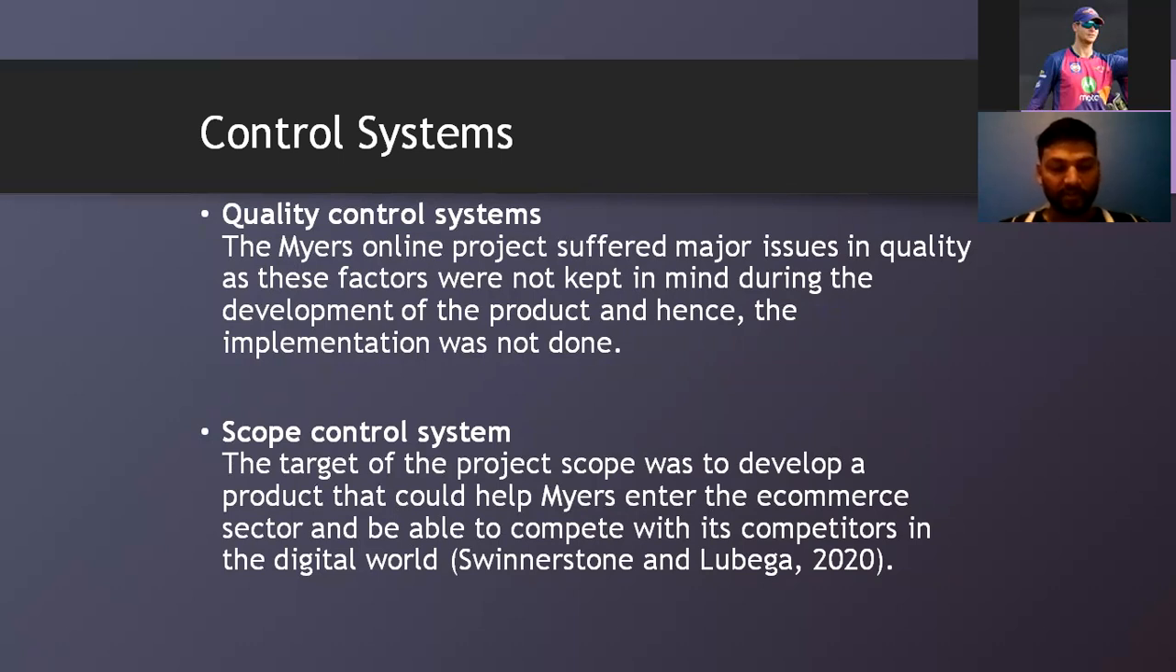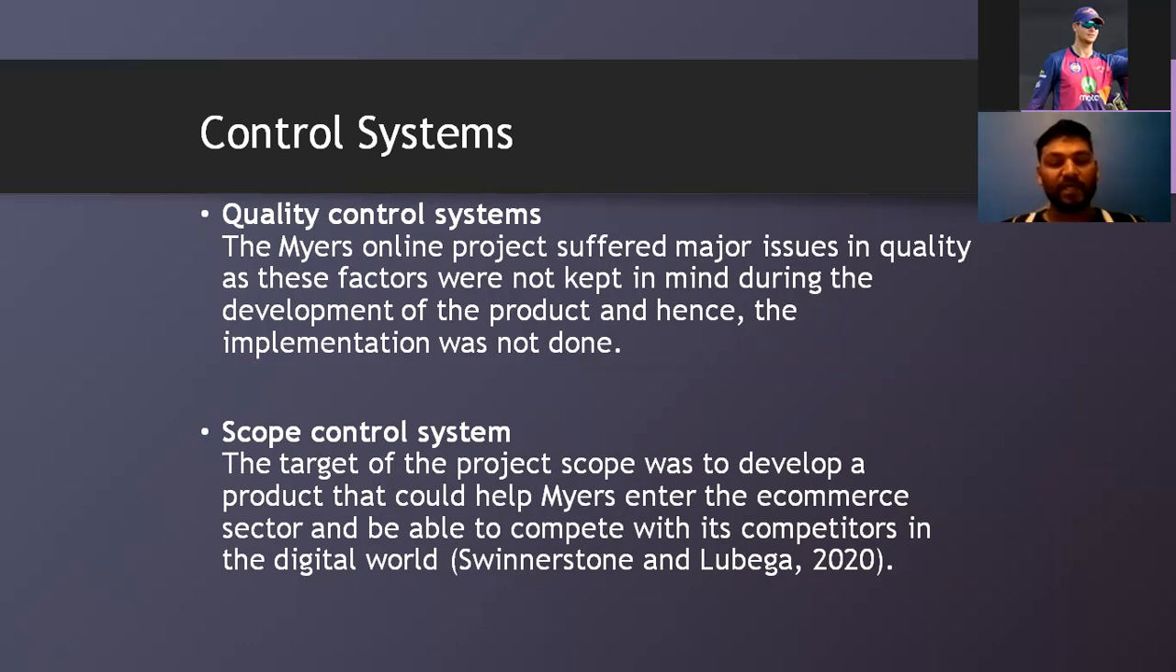Scope control system. The project scope is based on the customer base, the effectiveness of the product, and the related segment in which it will be presented. The target that Myer had with the project was to reach the online audience and add more customers. The scope control factor was met only partially, as the website crashed due to traffic overload and the scope was not met completely. And the quality control system.